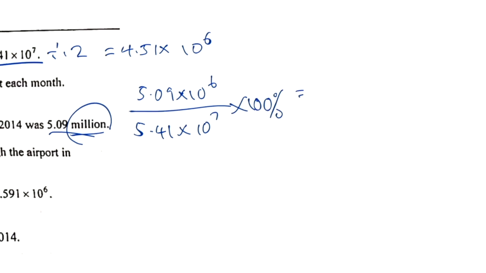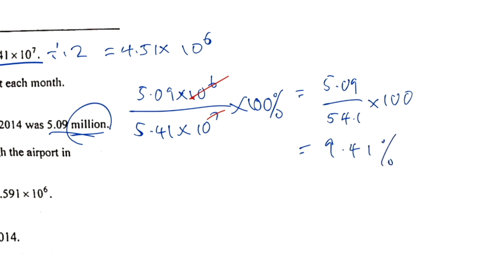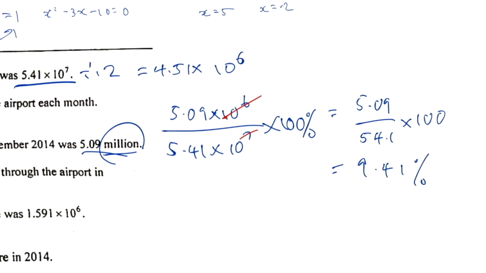So you can simply use your calculator to do this and cancel away the zeros. So essentially we get 5.09 divided by 54.1 times 100. So just use the calculator. So it's 9.41%. Is this okay? Let's take a look. Alright.